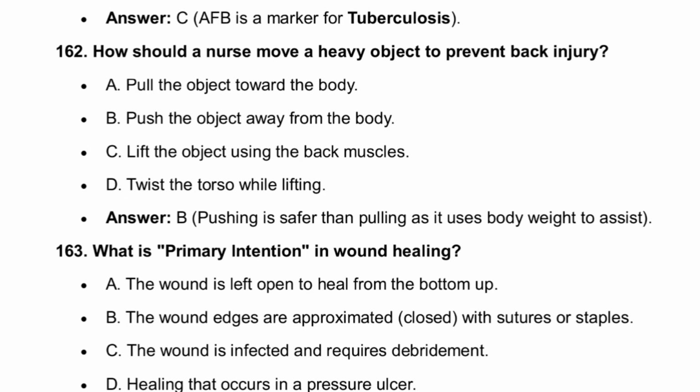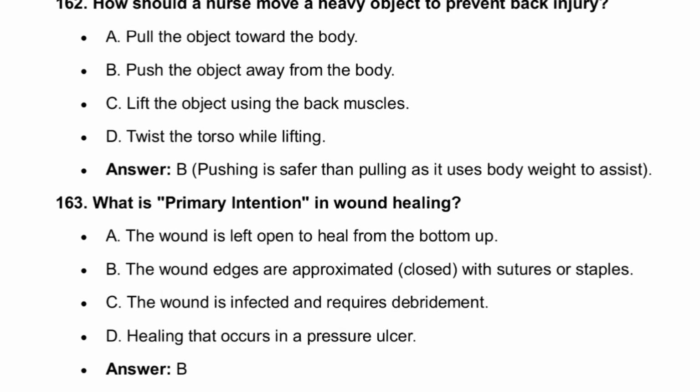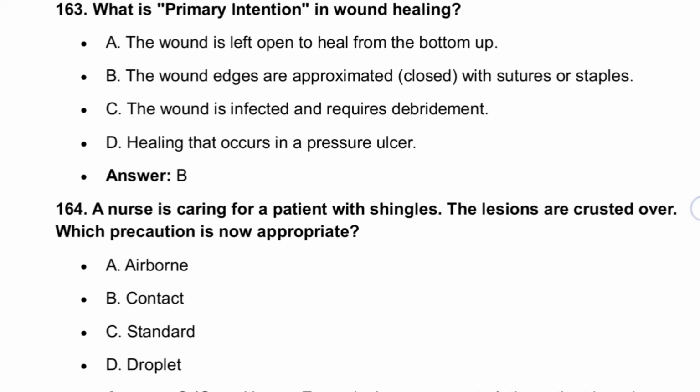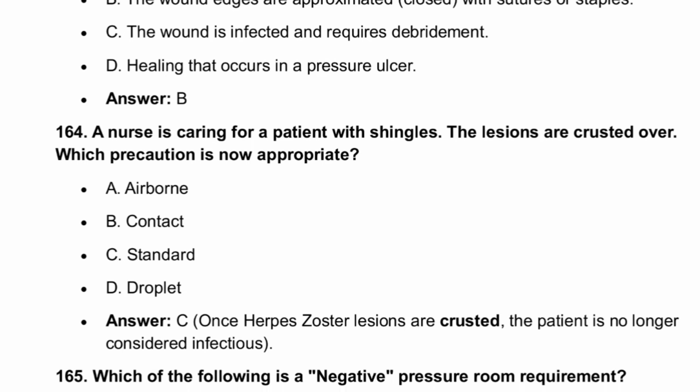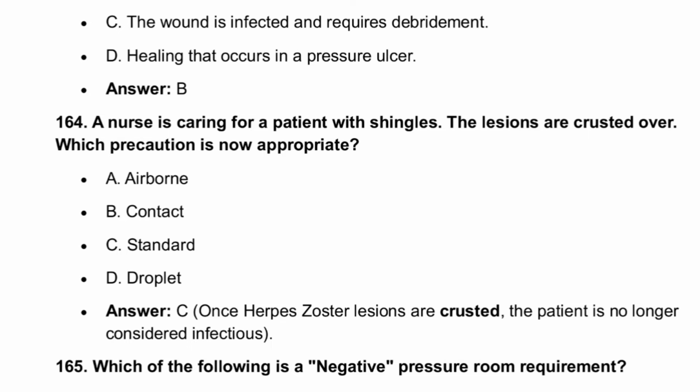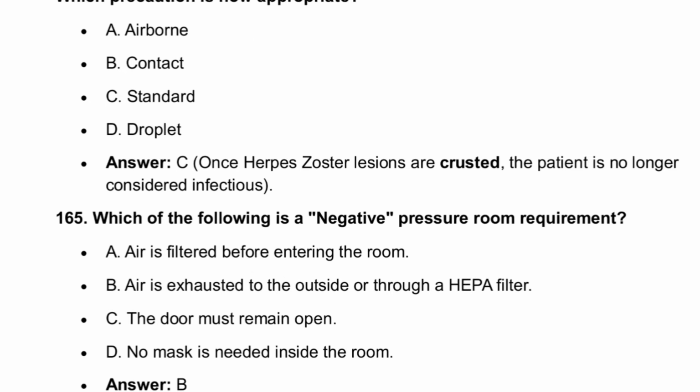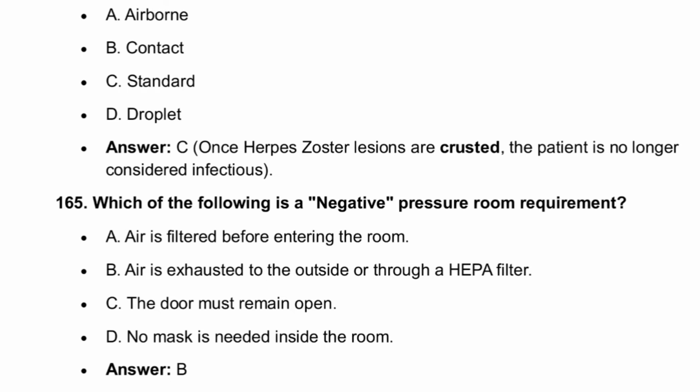What is primary intention in wound healing? In primary intention, the wound edges are approximated with sutures or staples. A nurse is caring for a patient with shingles. The lesions are crusted over. Which precaution is most appropriate? Shingles, ঠিক আছে? Answer কি? C, standard.